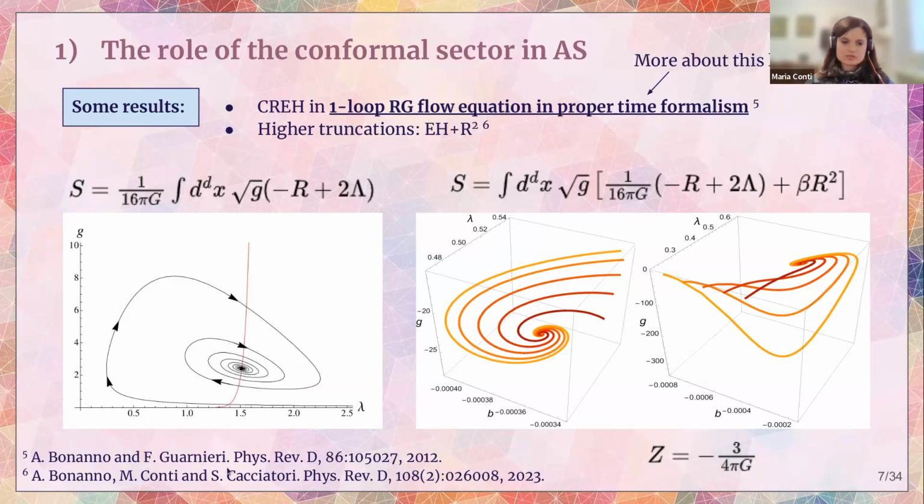Great. And then there is also this more recent work, again from Professor Bonanno, myself, and Sergio Cacciatori, who should be in the audience, where we studied the same model in a sense, but with an extra truncation. As you can see, there is a Ricci to the power 2 here. And we studied it through this same one loop RG flow equation. And this is what we get. We get, once again, a trajectory which is spiraling toward the non-Gaussian fixed point. And once again, this is important because it is the same behavior which is found keeping track of all the degrees of freedom, not just the conformal sector. So once again, this is promising. Let's keep looking into the conformal sector.